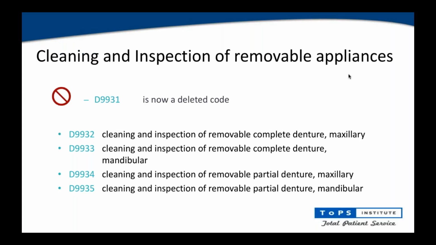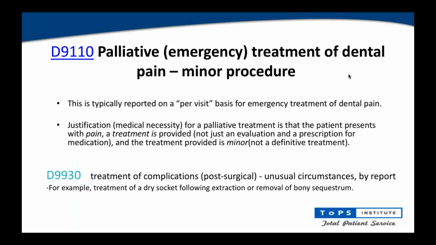And there's another code that we would like to go back, if I can get you to go back for just a second. So it's the 9930 code, and it is treatment for complications post-surgical. It's unusual circumstances, for example, a dry socket following extractions, or let's say someone's had multiple teeth removed and they've got some little bony pieces that are coming out, then this 9930 would be a phenomenal post-operative code to use, and we don't see it posted very often either.